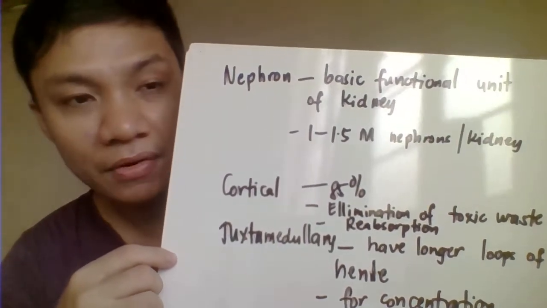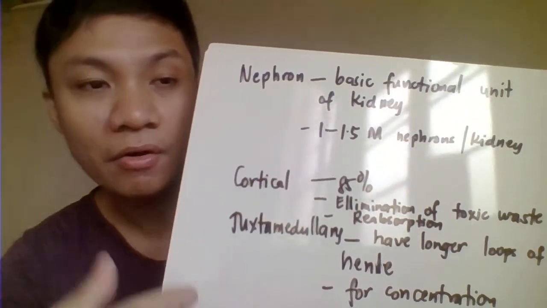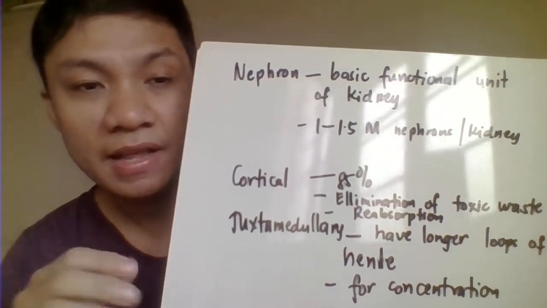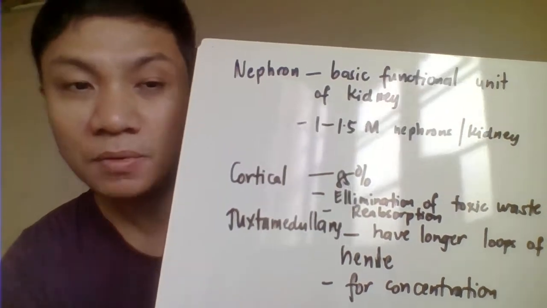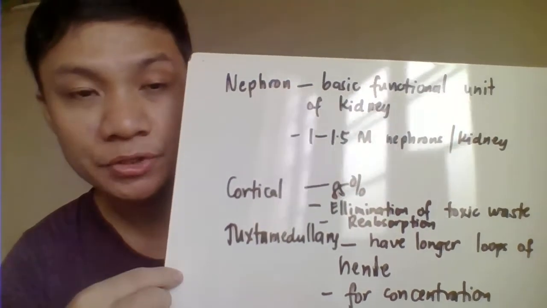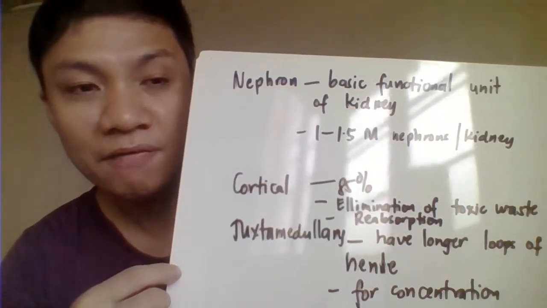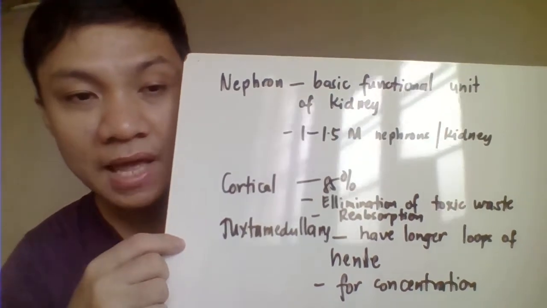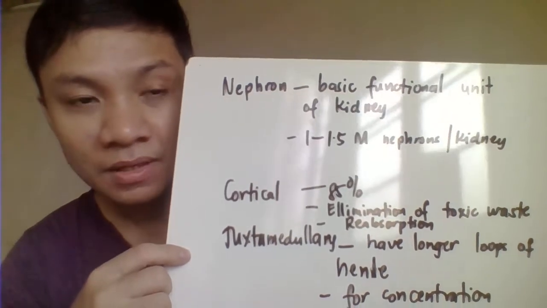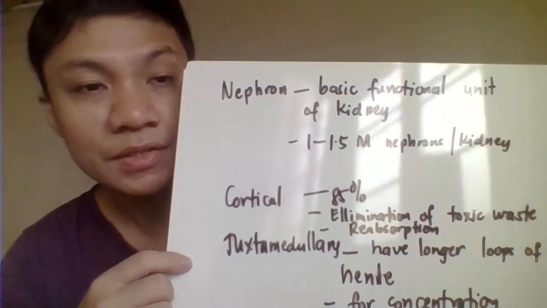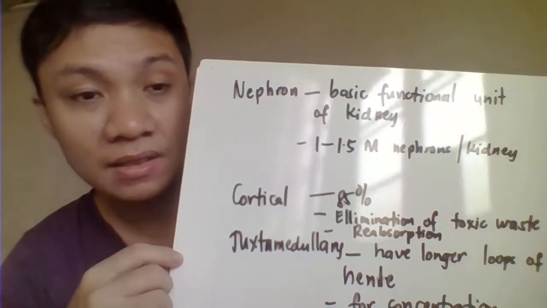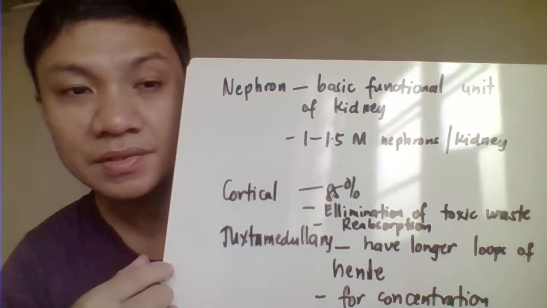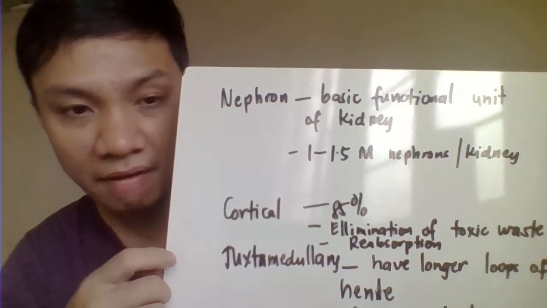The cortical nephrons are nephrons found in the cortex. When we say cortex, that's the outer area of your kidney. And when we say medulla, we're talking about the inner portion. So those nephrons found on the innermost belong to your juxtamedullary nephrons. Your cortical nephrons constitute approximately 85% of the total population of your nephrons. The remaining 15% is constituted by the juxtamedullary nephrons.